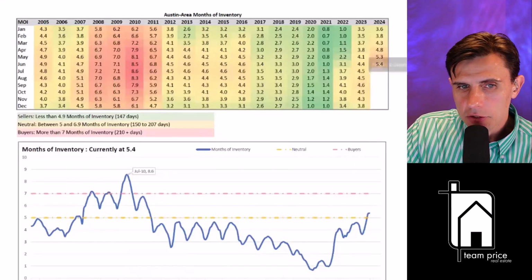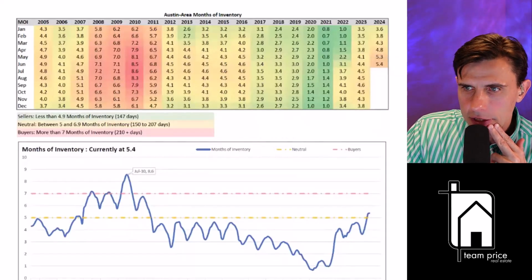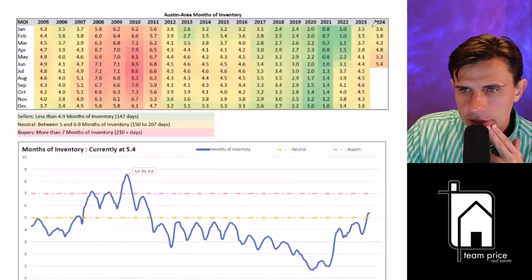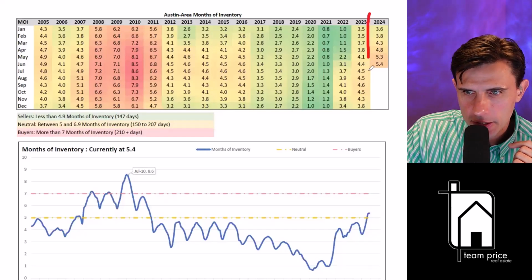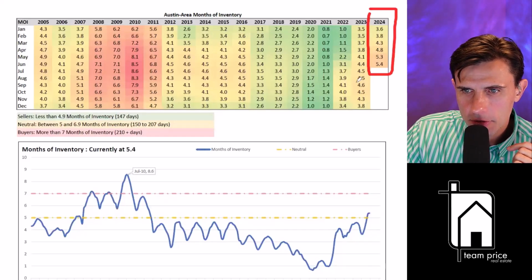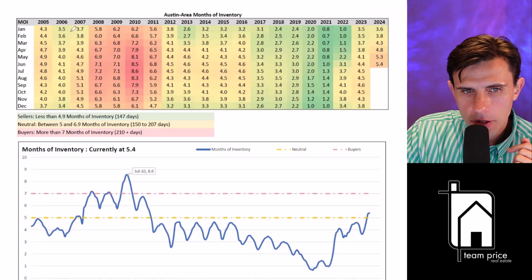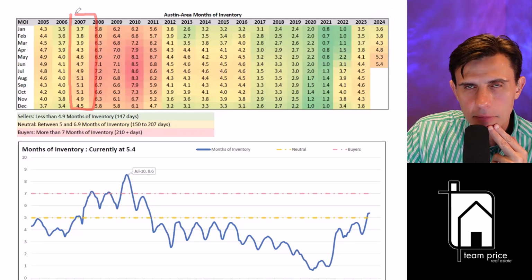8.5. So the question is, is there a possibility that we are here? Right? It's like we've just hit 5.4. I mean, what if we're in the 2007 timeframe?